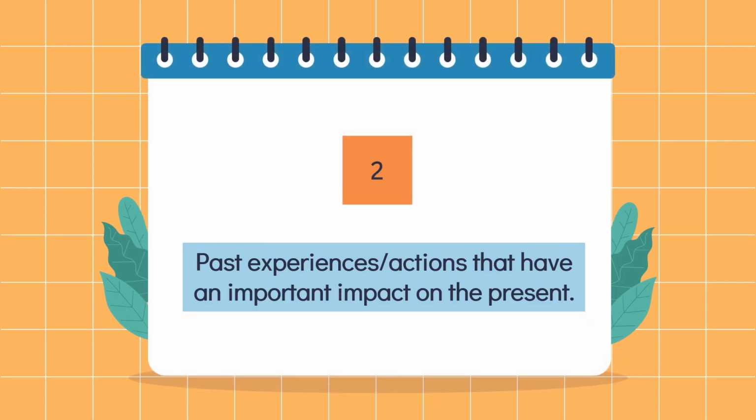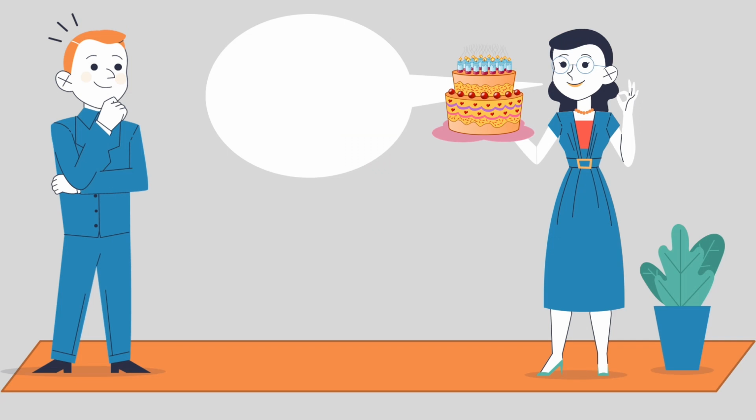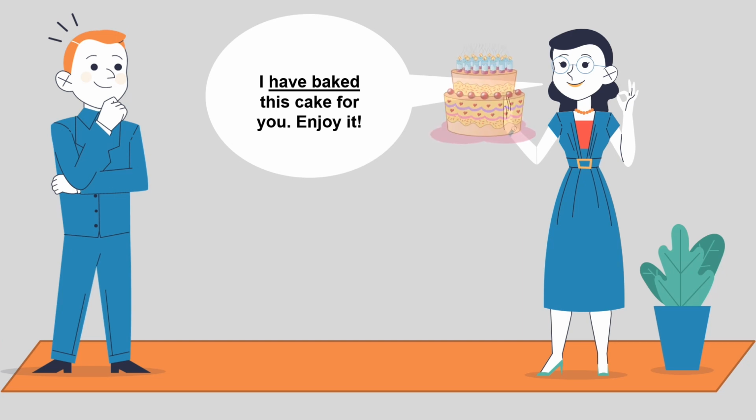Secondly, the present perfect simple is used for past experiences or actions that have an important or crucial impact on the present. Imagine you baked a cake for a friend, maybe yesterday or in the morning, and then you give that cake to your friend. Then you would say, "Happy birthday, I have baked this cake for you." And although the cake was made yesterday, the important thing is that you have the cake now and your friend can enjoy it now.